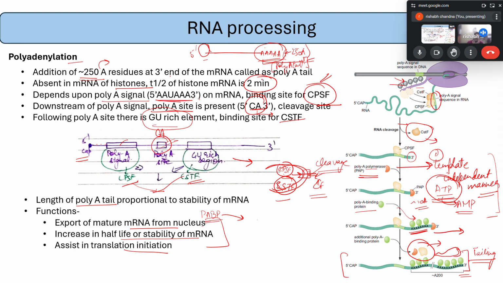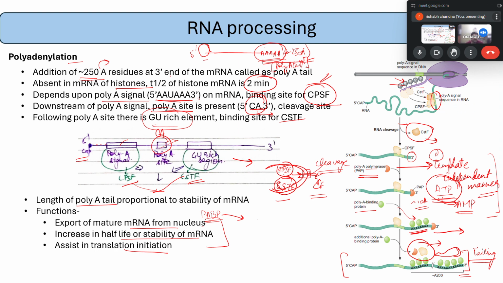And how does this tail add on to the mRNA chain? There is a signal called the poly A signal that recruits both CPSF and CSTF, which are attached to the phosphorylated CTD domain of the RNA polymerase 2.